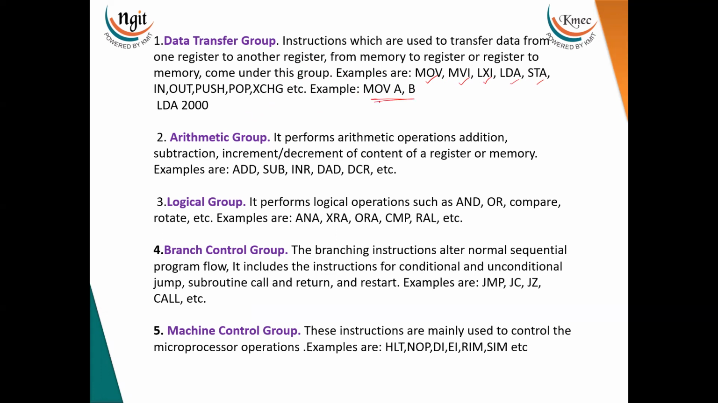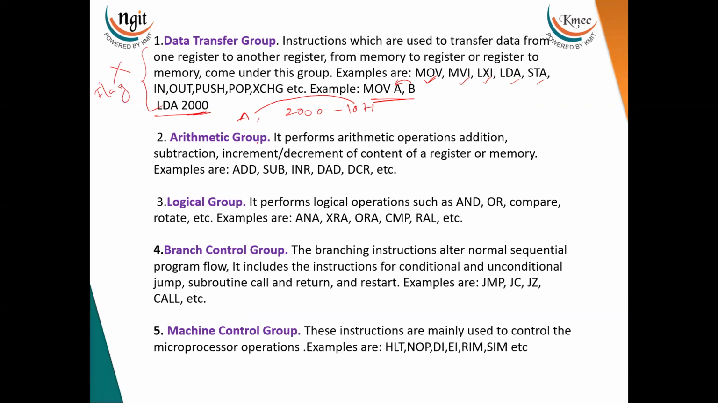Now this is an example. Here I have shown the mnemonic and the instruction format. So MOV A, B means what? The B register content we are moving into the A register. Now LDA 2000 means what? Here 2000 is the address location. In this address location, whatever data is there, that data we are moving into the accumulator. Load accumulator with the location content. Now, while executing these instructions, the flag registers will not be affected.